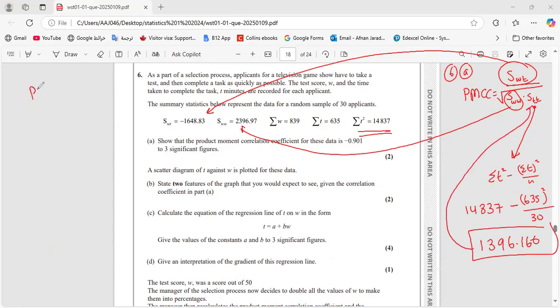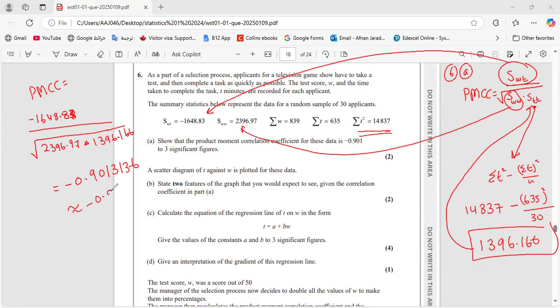So the product moment correlation coefficient equals negative 1648.83 divided by the square root of SWW, which equals 2396.97, multiplied by STT, which equals 1396.166. The final answer is negative 0.9013136, which is about negative 0.901. Shown.